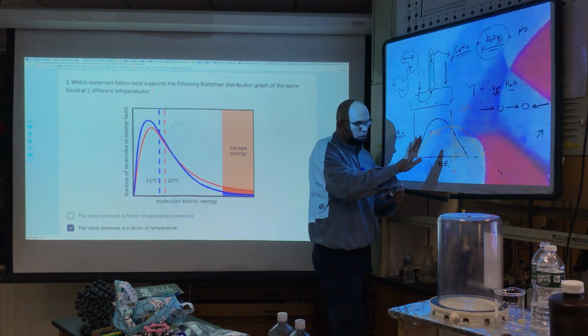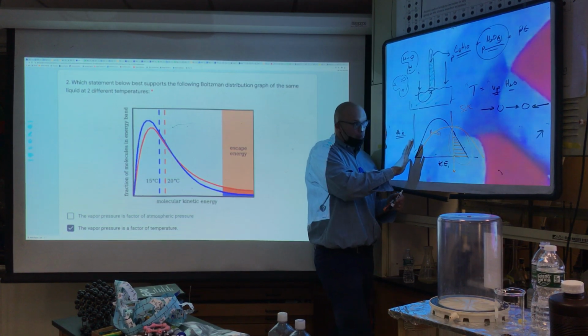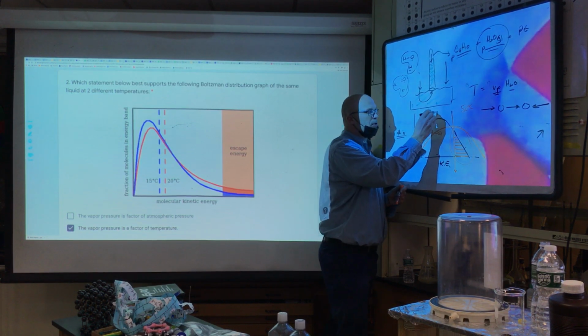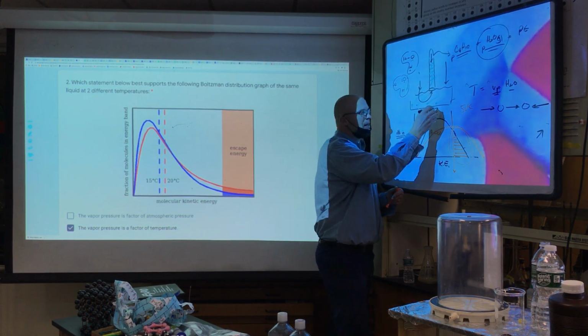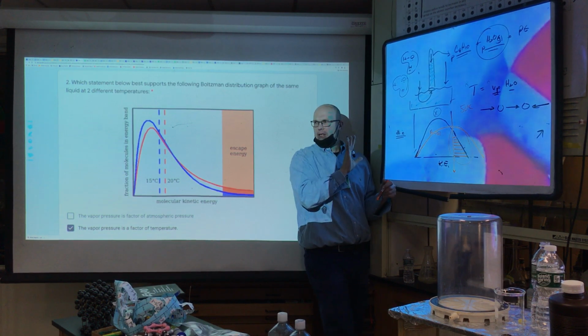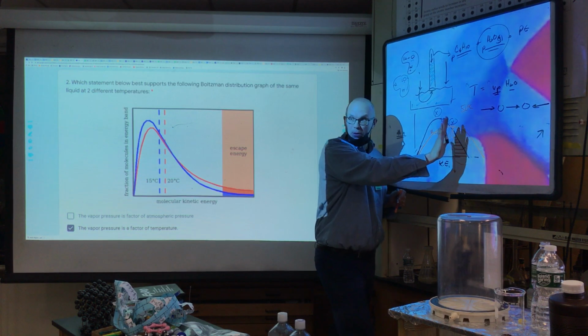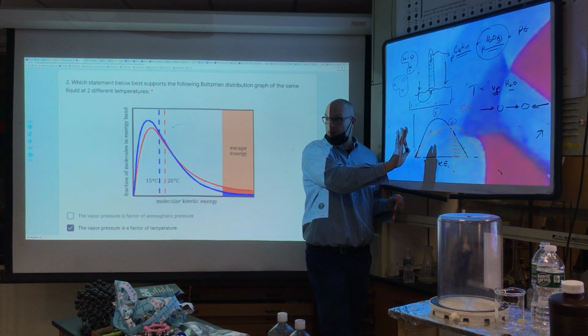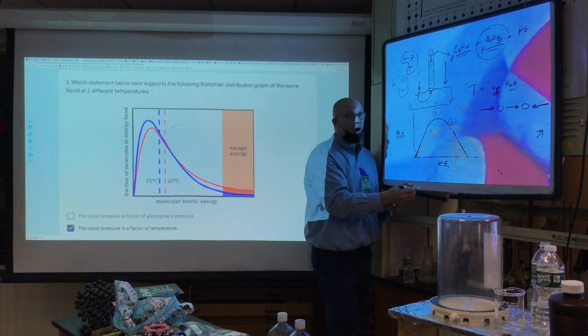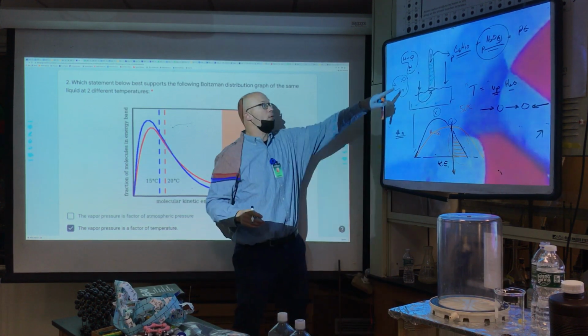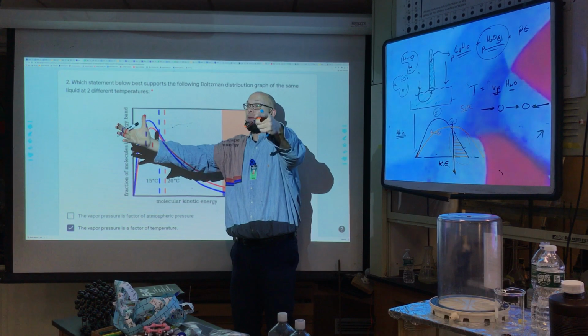So as temperature increases, this guy pushes forward. What happened to the average? If this was the average temperature or the average speed, what happened to the average as temperature went up? It went to the right. There are more molecules on average going faster, which means there's going to be more of them that can what? Overtake this threshold, which means that more of them can overcome that attractive force, more of them can evaporate.